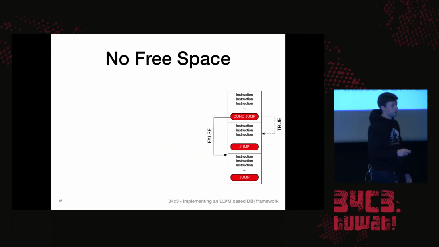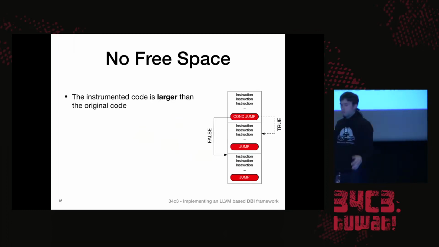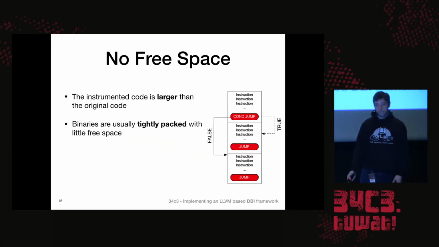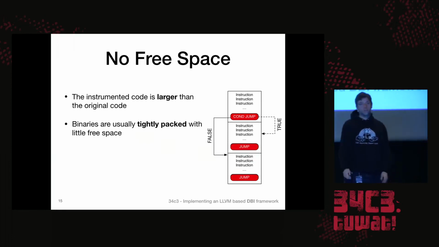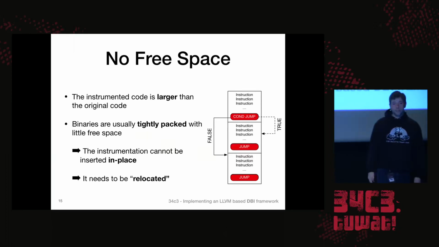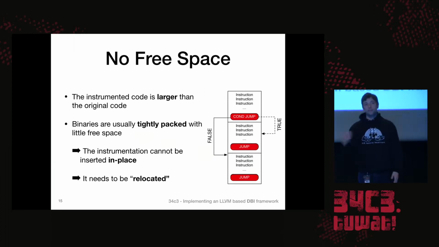Now the other problem is about the instrumentation, the code that you're generating. The instrumented code is much larger than the original code, because it's the sum of the original code plus the instrumentation you're adding. And compilers are not dumb and try to tightly fit all the code into the binary to not waste space. So there's not much space left in the code segment of your binary, and you cannot instrument it in place. You cannot just add it in the binary, there's not enough space. So you need to write it somewhere else. And this introduces the problem of relocating the original code of the binary.